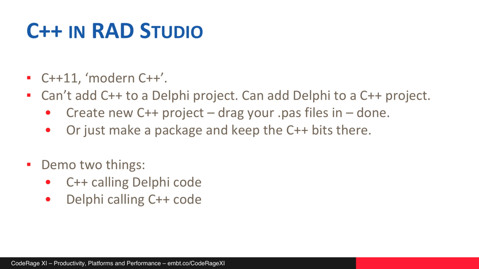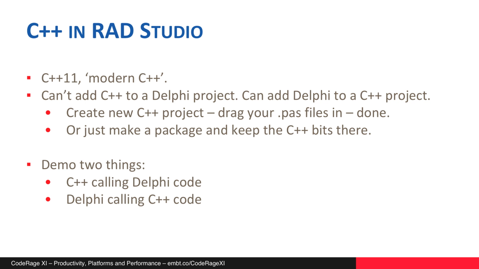So there are two main ways to mix the two. The first is to create a C++ project and then drag in your Pascal files, and then that's done. When you build your C++ project, it will build all the Pascal files that are in the C++ project as well as the C++ there. One other option, and I recommend this option personally if you have an existing Delphi application and you're interested in adding C++ to take advantage of some C++ features or C++ libraries or something like that.